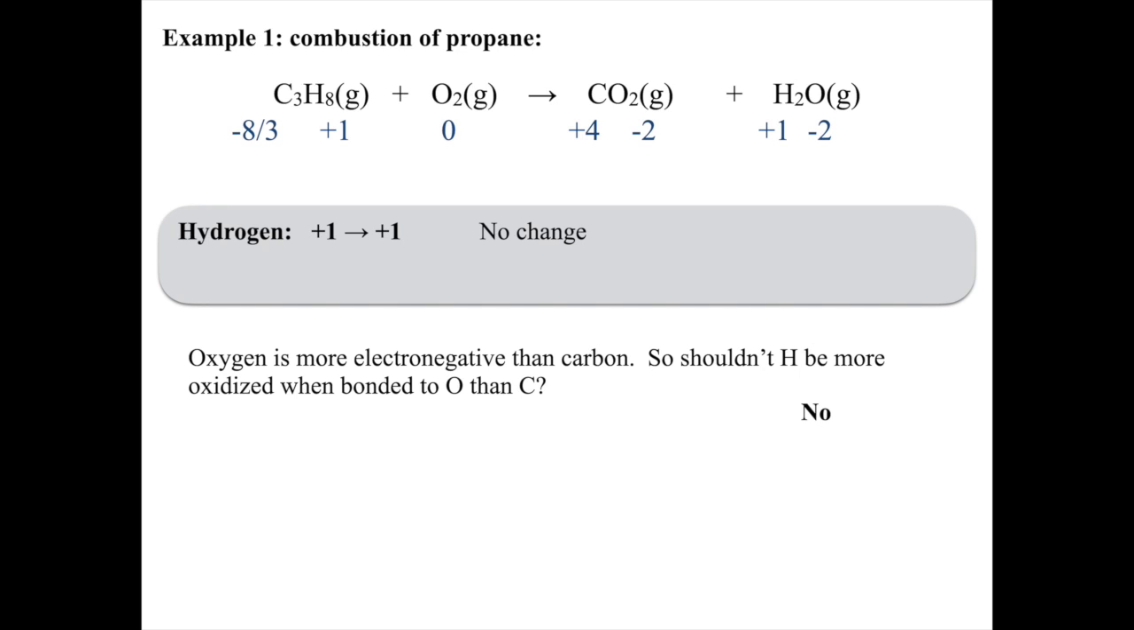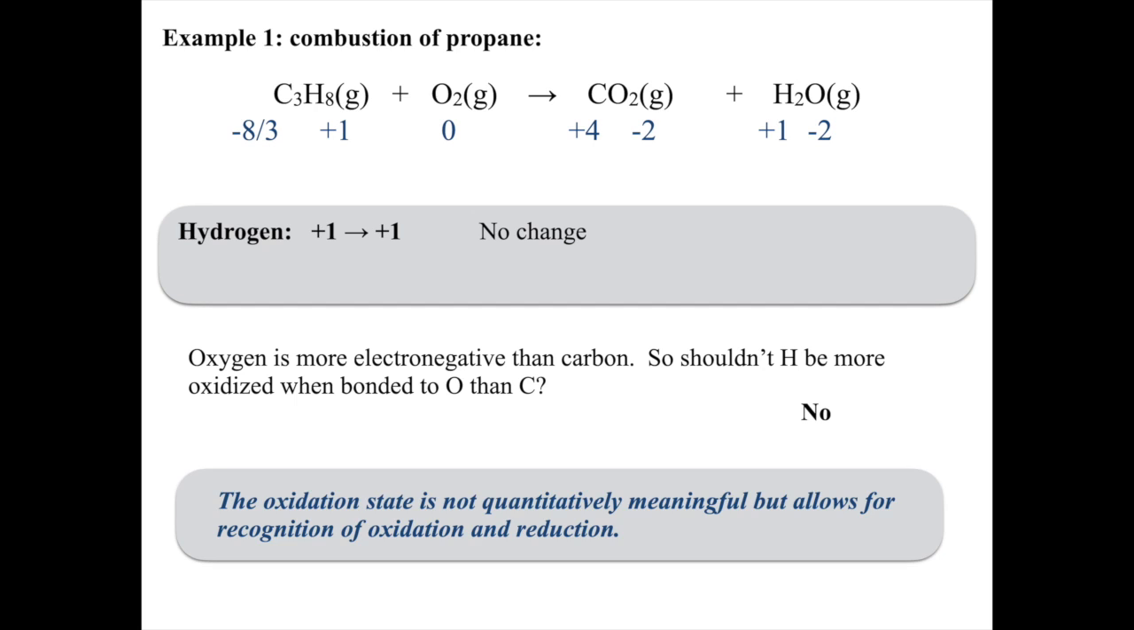This is just a method of bookkeeping to tell us what's oxidized, what's reduced. The oxidation state is not quantitatively meaningful, but it allows us to recognize oxidation and reduction. So when you see hydrogen here, each hydrogen is bonded through one bond to carbon, and each one is giving up electron density to the carbon it's bonded to. It's still bonded to a more electronegative element, oxygen, in the product, and giving up electron density through one bond. Each one of those hydrogen atoms is.